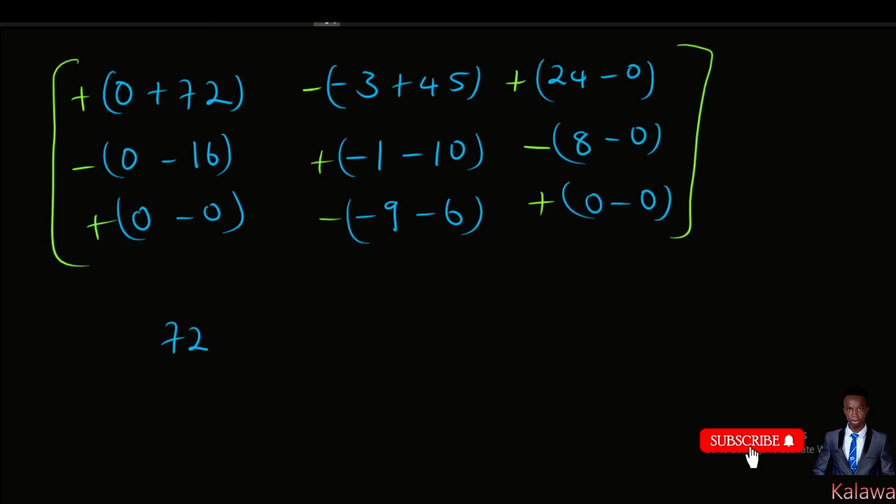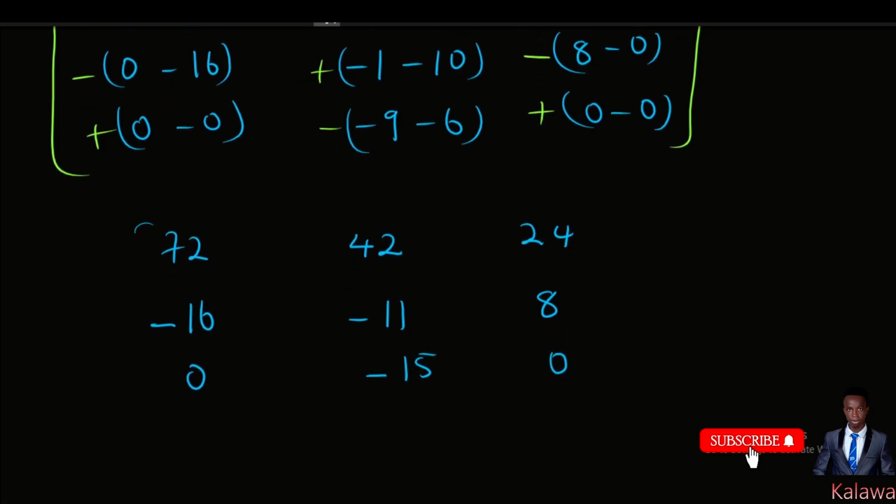32. This is 42. This is 24. This is -16. And this is -11. This is 8. This is 0. This is -15. And this is 0. Remember to move along with the minus sign.